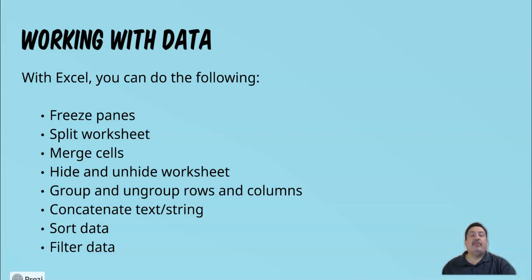You can hide or unhide worksheets. This is especially helpful when you have multiple worksheets and you might get confused with so many of them. So just hide a few of them, and then of course unhide them when you need to work with them again. You can group and ungroup rows and columns. You can concatenate text strings. You can sort data, and you can filter data. You can do all of this, and we'll be learning how to do all of this in future classes.